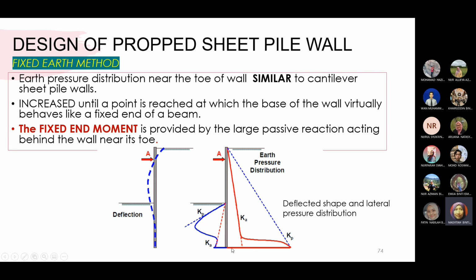So you can see the large passive reactions at the toe of the wall. So this is from the active in the red color to the dashed blue color that shows you the deflected shape and lateral pressure distributions of the fixed end wall. So there is the change when you look at the behavior of the wall from the free end wall to the fixed end wall. Of course, it deals with moment diagrams, or the effect of the moment on the earth pressure distributions.